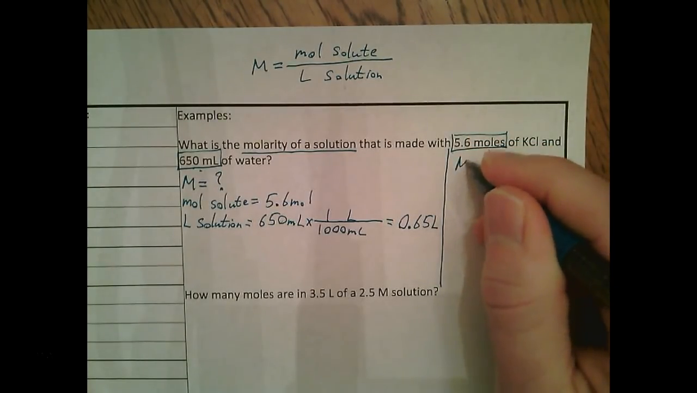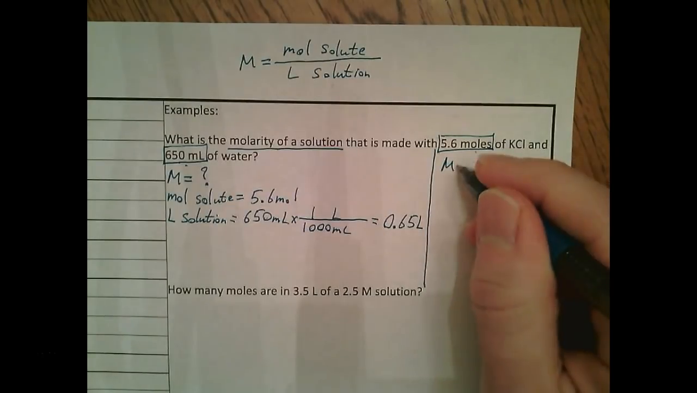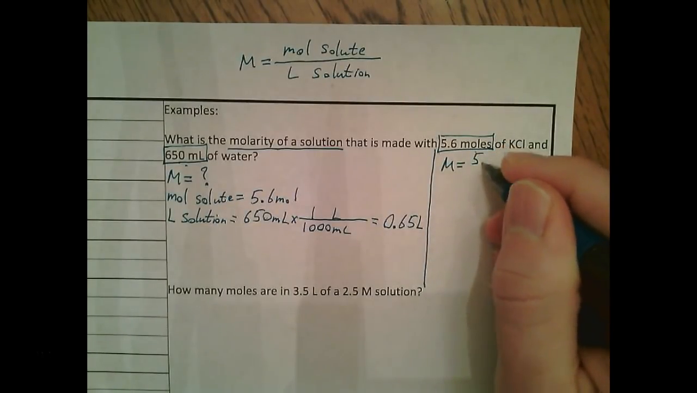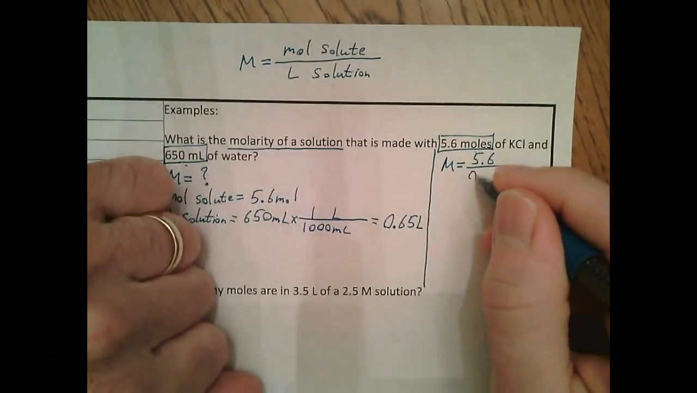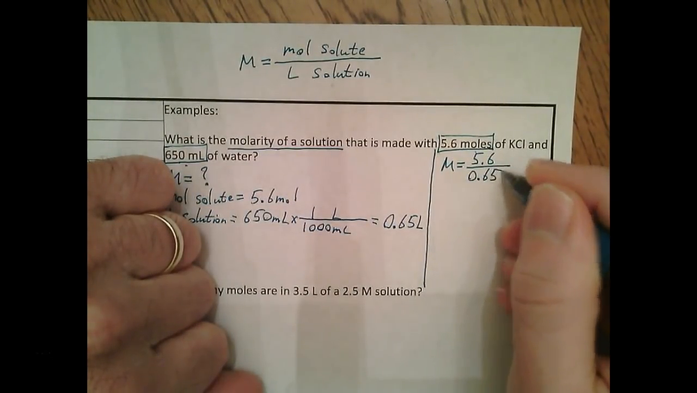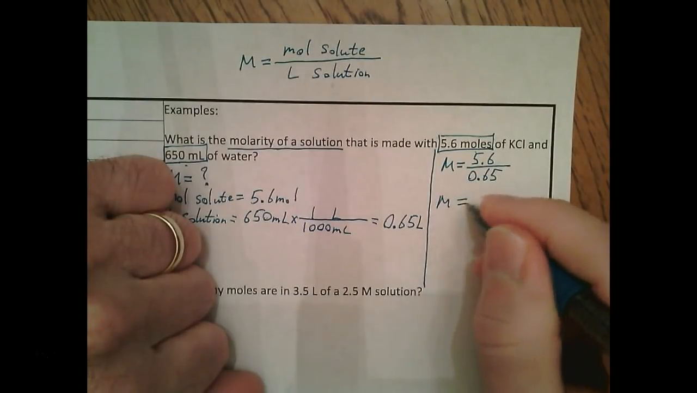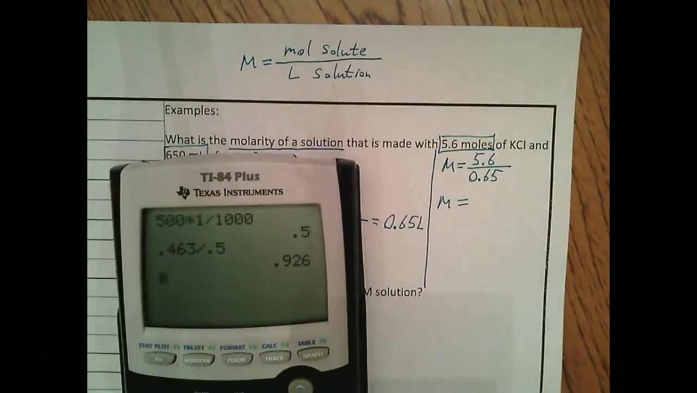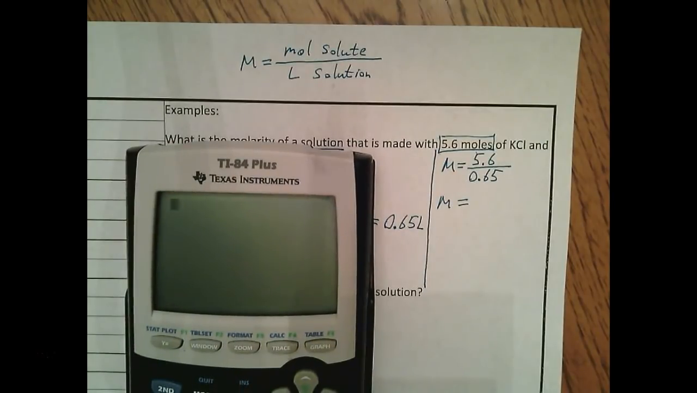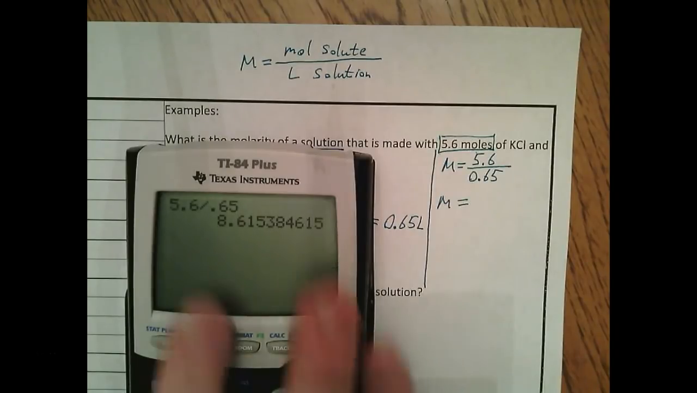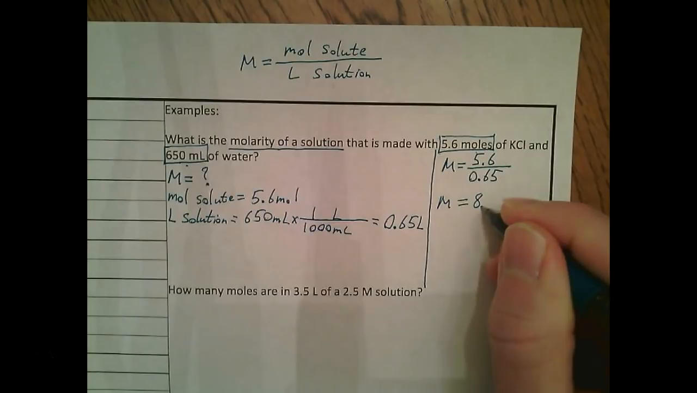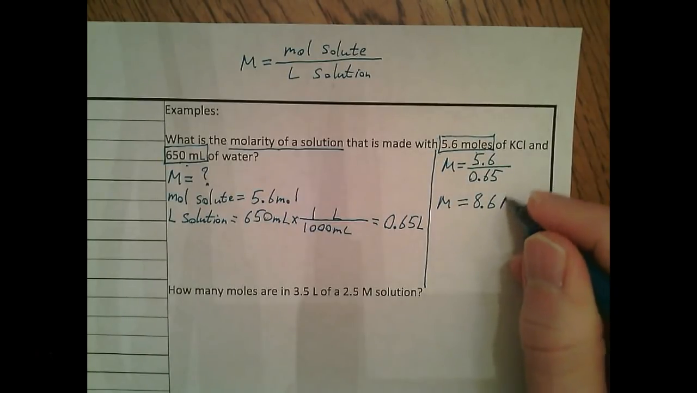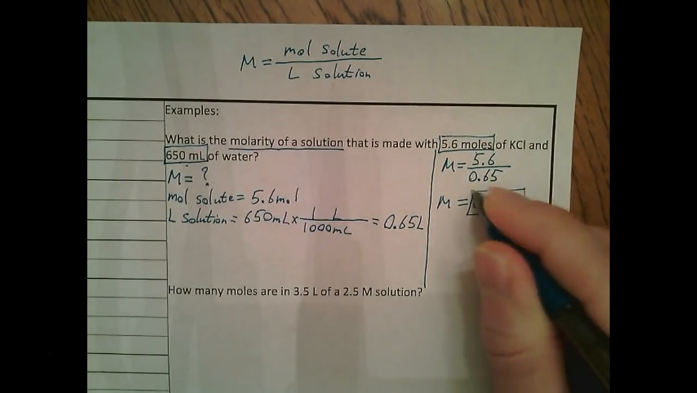Okay. The equation over here, molarity equals 5.6 over 0.65. I'm going to do that on my calculator. 5.6 over 0.65. I get 8.6. 8.6 molar. The way that you would read that.